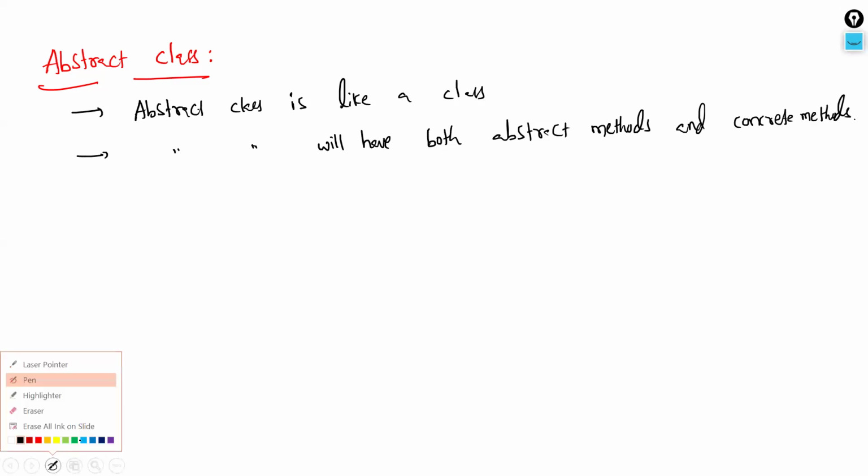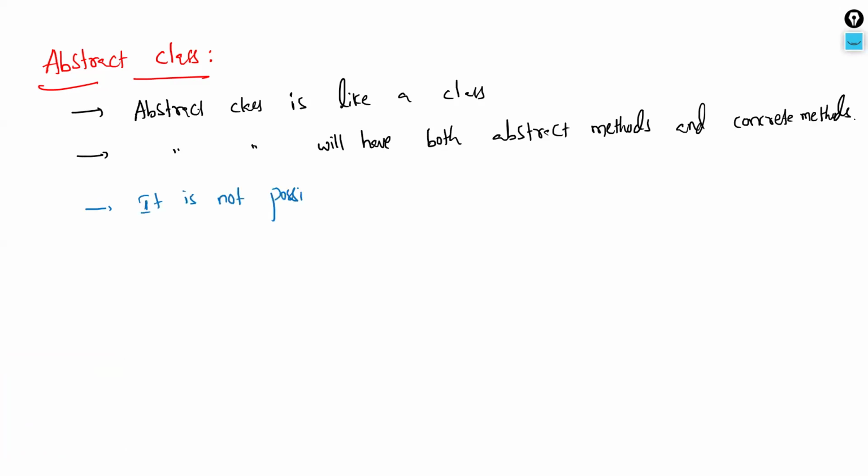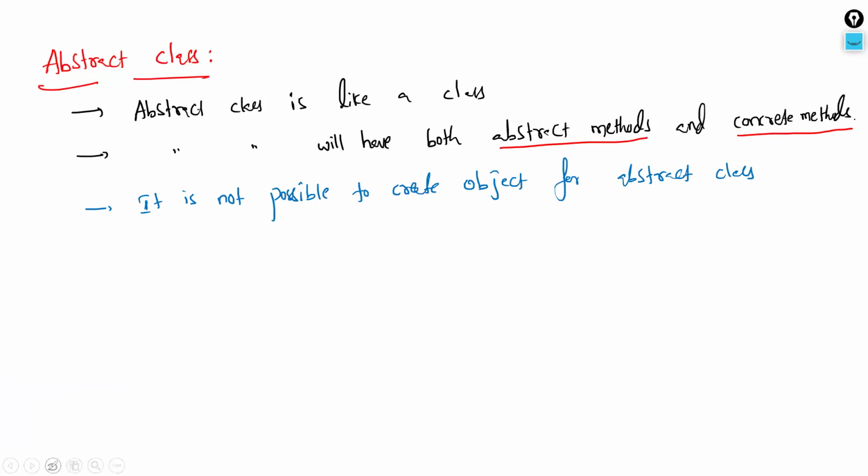I know your question, but let me go to the next point. It is not possible to create an object for an abstract class. So this is about abstract class. Then here, I know what your question is. I'm using two different terms, abstract method and concrete method. So first, let me give you the clarity. Then we'll go for various other points of discussion.